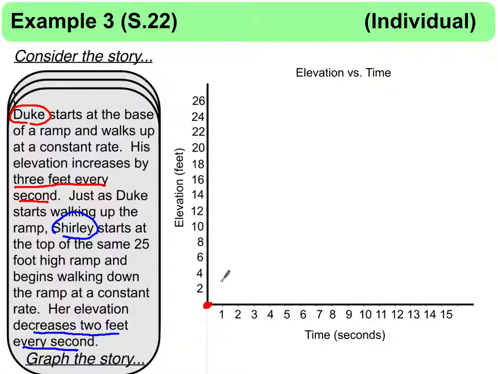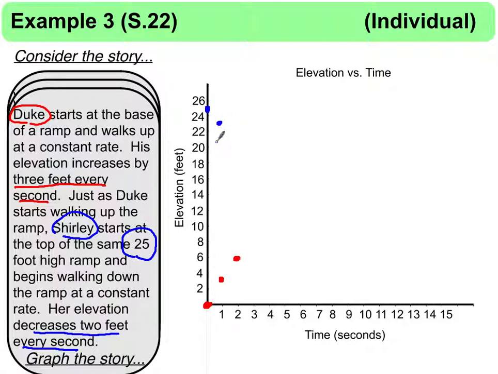So we go up to 3 and then go over to 1. We go up 3 more to take us to 6, go up another 1, and we can continue on if we went up another 3 and then over another 1 and continue our dots. Now Shirley is the same thing, only the interesting thing with Shirley, it says she starts at the top of the 25-foot ramp, so we're going to start Shirley up here at 25. And it says she's going to decrease 2 feet every single second, so if I'm at 25, then I'm at 23 over at 1 second.